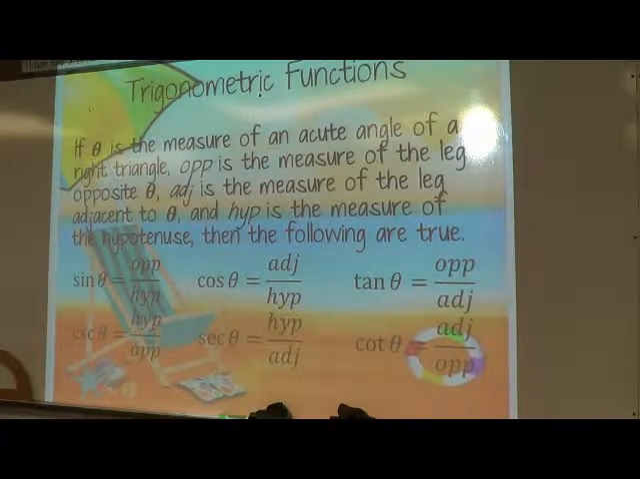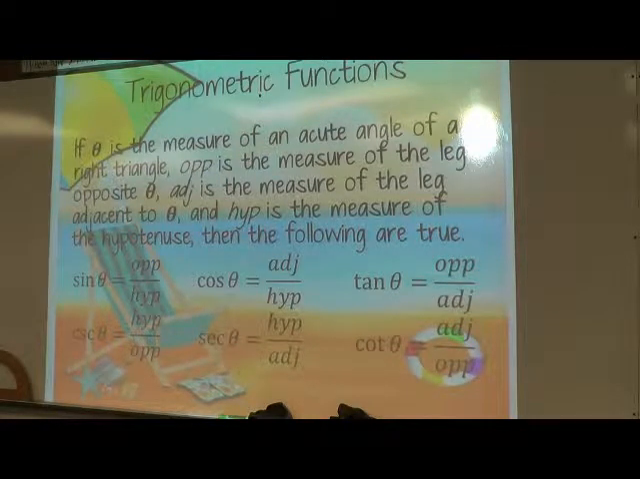Sine of theta, so the SIN is sine, is equal to the opposite over the hypotenuse. Cosine of theta, the COS, is equal to the adjacent over the hypotenuse. And the tangent, or the TAN of theta, is equal to the opposite over the adjacent. Now we have three other ones. Those ones you may have seen before. The three at the bottom you may not have seen before, and these are the reciprocal ones.